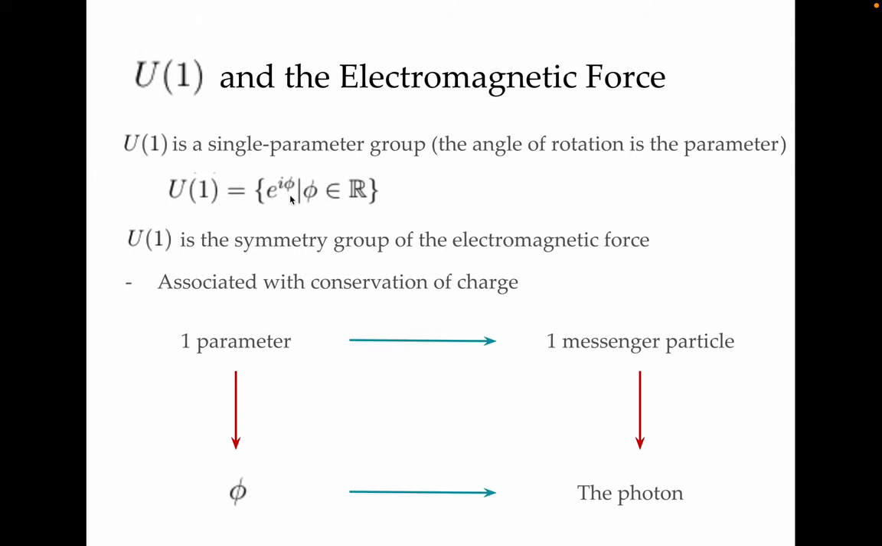Notice that only one parameter, the angle of rotation, is used to parameterize U1. This is because the angle of rotation is the only variable. It's the only quantity that changes in our equation for an element of U1. And this means that we can obtain any element in U1 by changing phi alone.